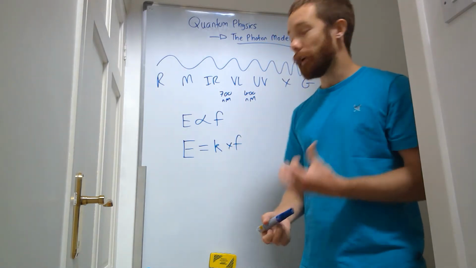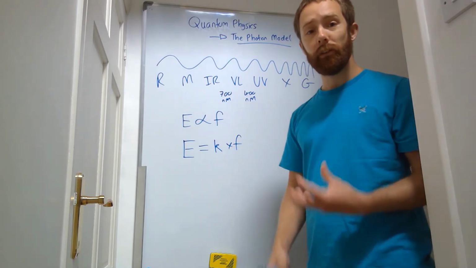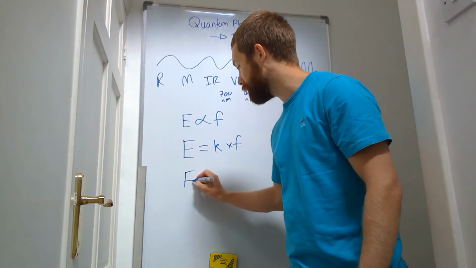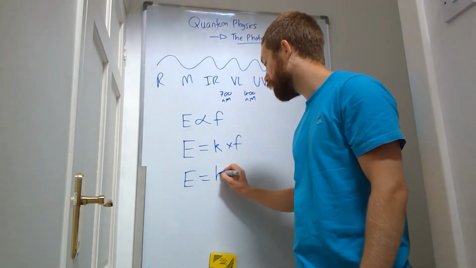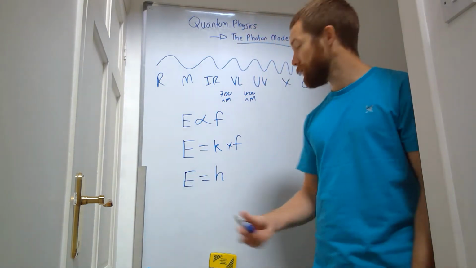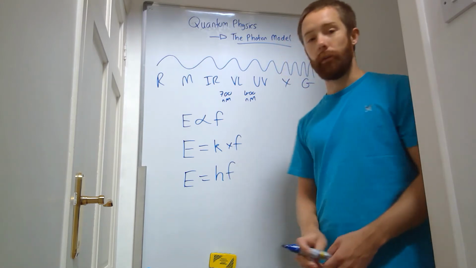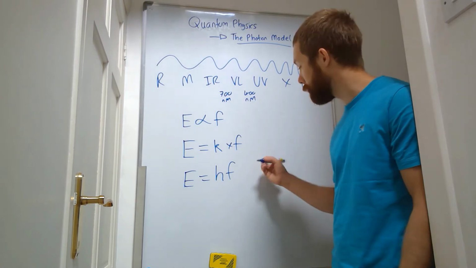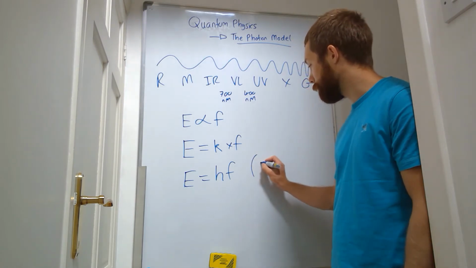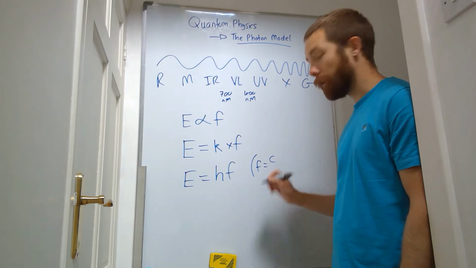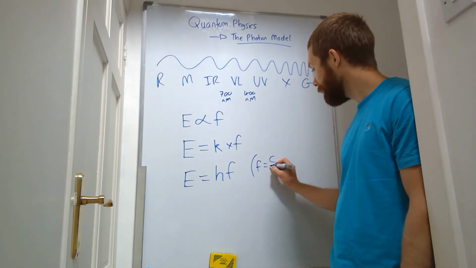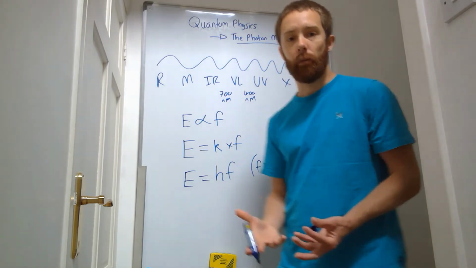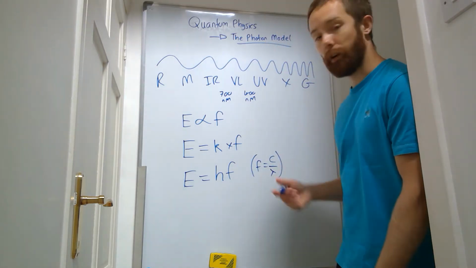And in the case of light, this constant is called the Planck constant. So finally, we say that energy is equal to the Planck constant, which we give the letter h, times the frequency. Now, we also know that frequency is the speed of light, which we use the letter c for, divided by the wavelength. So just our standard wave speed equation: frequency is speed divided by wavelength.